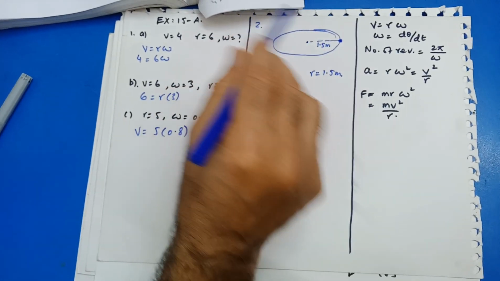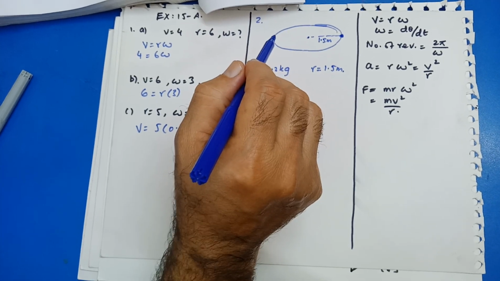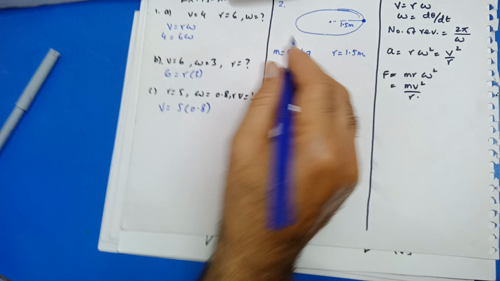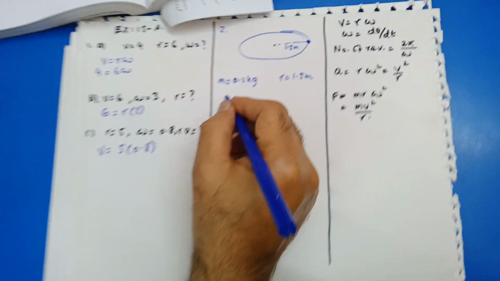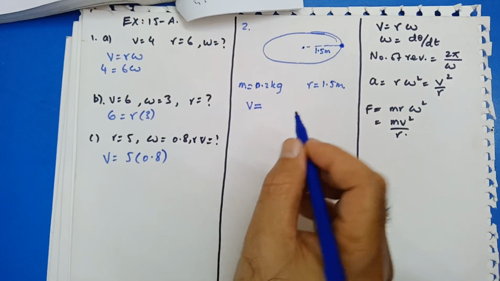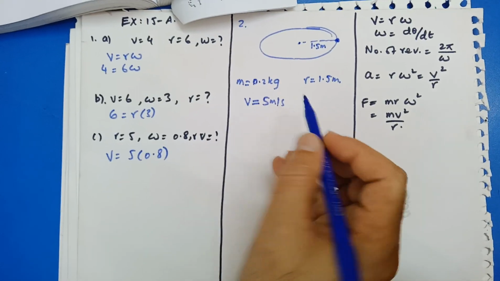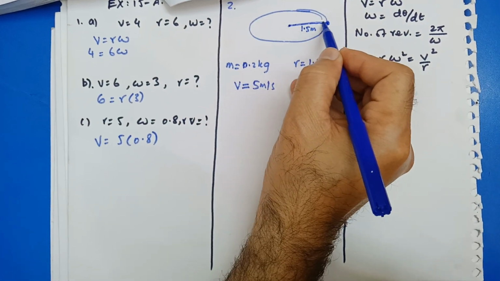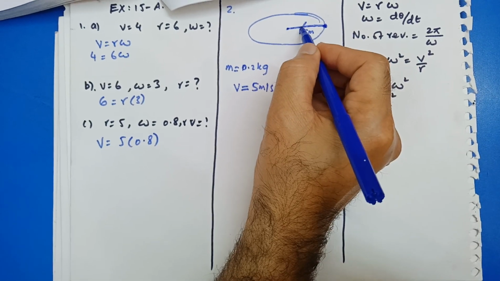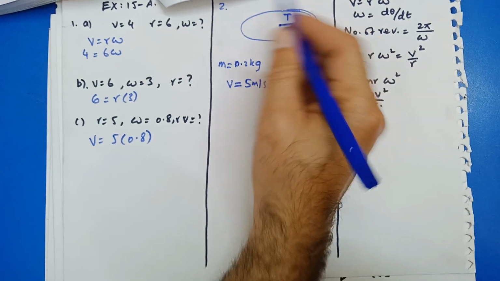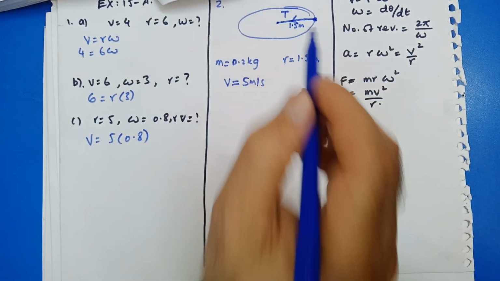And then it says the particle is moving in horizontal circles. Yes, we are dealing with the horizontal circles. Find the tension in the string if the speed of the particle is 5 meters per second. Now remember, when we say speed, you must be clear if it's a speed or the angular speed. So the speed is 5 meters per second. So we have to find the tension in this string over here. So the tension would be in this direction, okay, keeping the particle in this circular path.